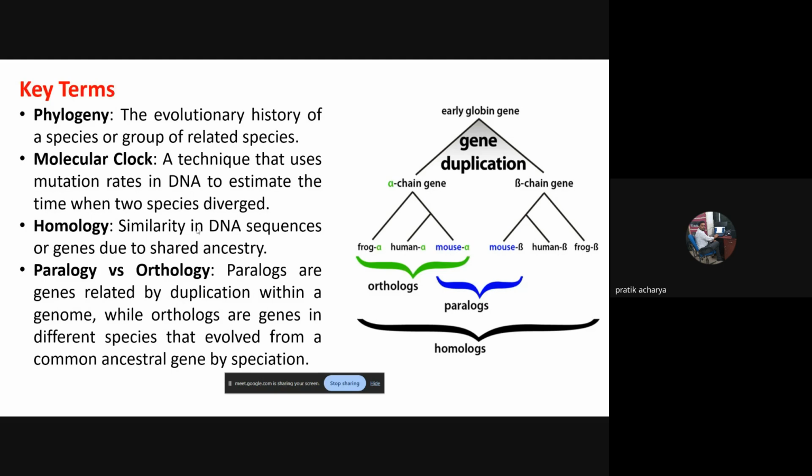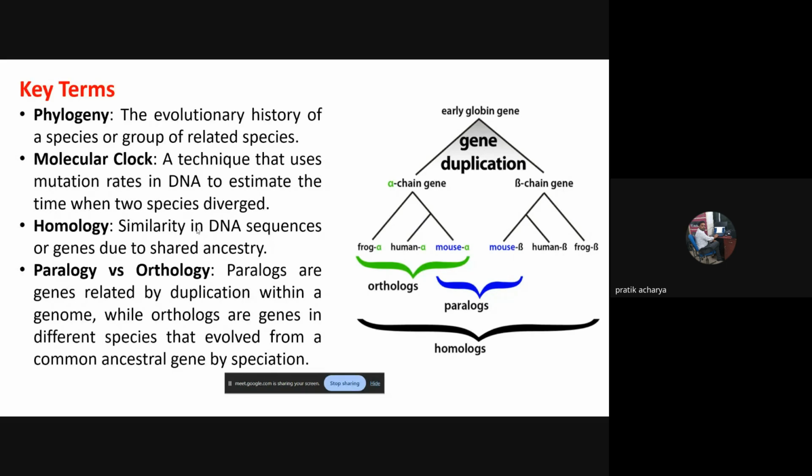Some key terms we should know before forming the molecular tree. The first one is phylogeny. Phylogeny is the evolutionary history of a species or group of related species. Molecular clock is a technique that uses mutation rate. That means in different generations, what was the mutation rate? The comparison between mutation rates is expressed by this molecular clock.